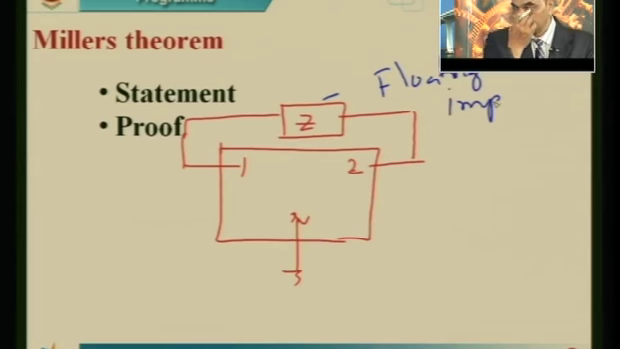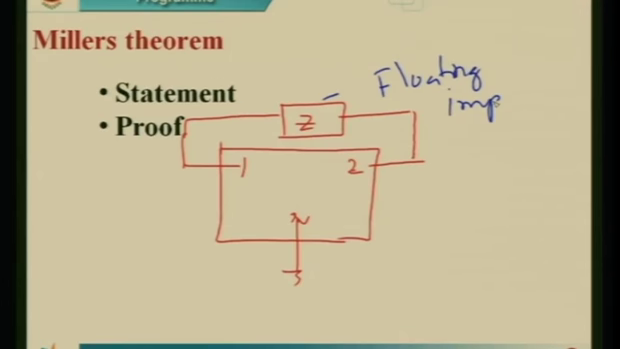If you solve or derive the network with this floating impedance, then the solution to that circuit is more complex. To reduce the complexity of the network, this impedance is replaced with its equivalent impedance at the input side and output side.